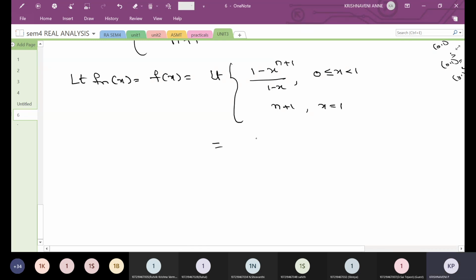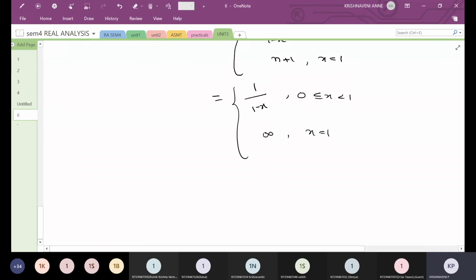This is nothing but 1 by 1 minus x. And this is when 0 is less than or equal to x less than 1. Next, when n tends to infinity, what about the second term? N plus 1 tends to infinity. So when x equal to 1, I got it as infinity. Now that means what is this? Fn of x. Therefore, the sequence Fn of x tends to f of x pointwise.